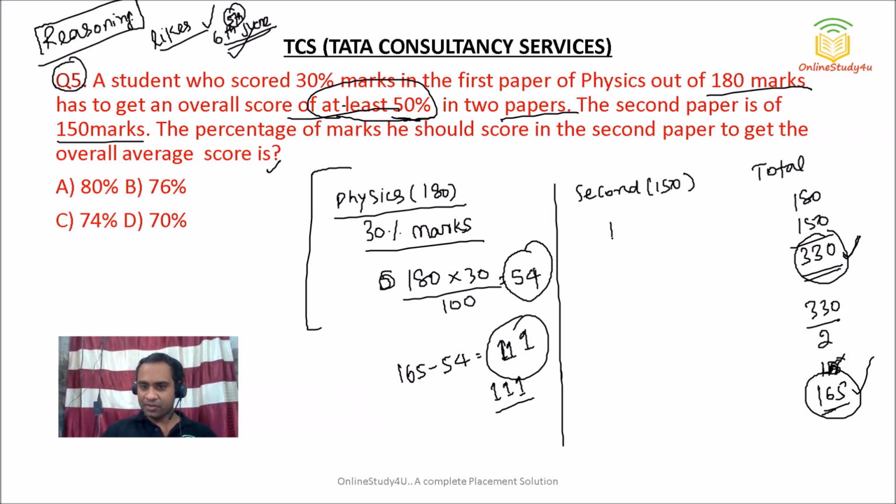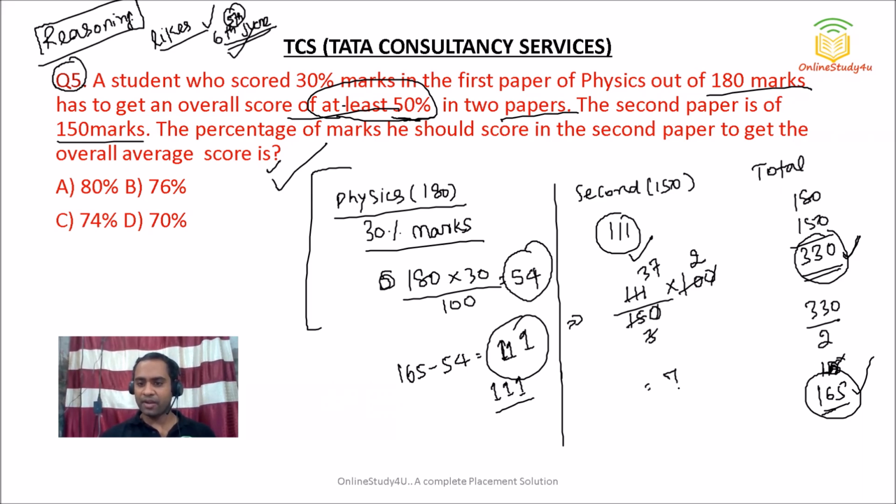Okay, so he has to score 111 marks out of 150. So what is the percentage of marks he has to score now, so that overall he will get 50% marks? The zeros cancel, 5 threes and 5 twos, and 3 threes will be 9 and 3 sevens will be 21. So 74% marks. Is there any option? Yes, option C is the correct answer for this particular problem number 5.